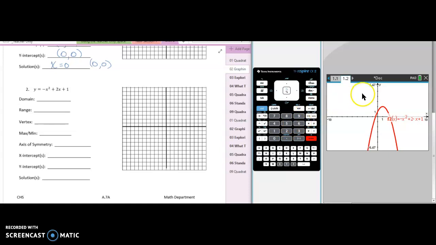All right. So let's talk about the domain. We said it was always all real numbers. That was from our notes, right? All real numbers. We've had this discussion before.